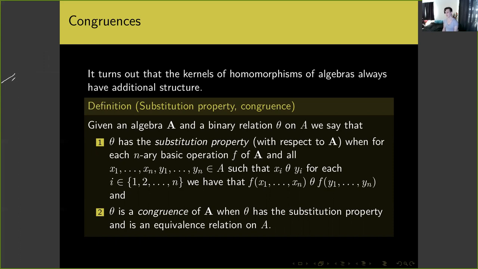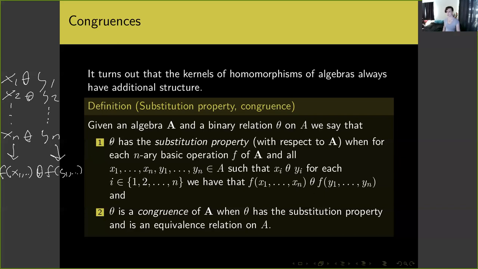So what we have is the following situation. x1, x2, up through xn are some elements of our set A. We have some other elements, y1, y2, up through yn, which are also elements of A. x1 is related to y1 by theta, x2 is related to y2, and xn is related to yn. Now, if we have this situation, what the substitution property says is that if we apply f to this column, f of the tuple x1, x2, up through xn, and then we do the same thing and take f of y1, y2, up through yn, then these two will also be related by theta.